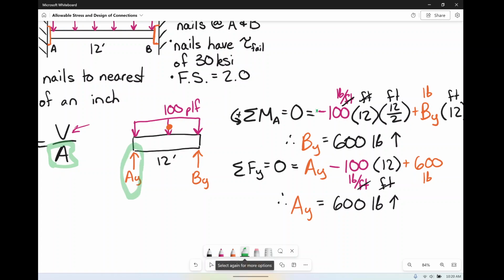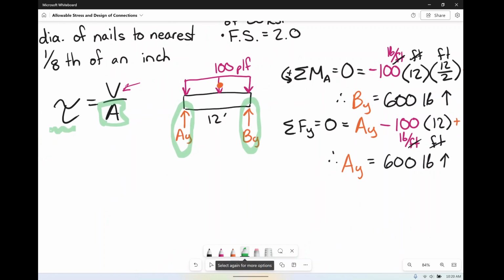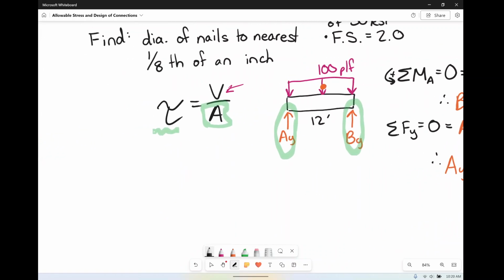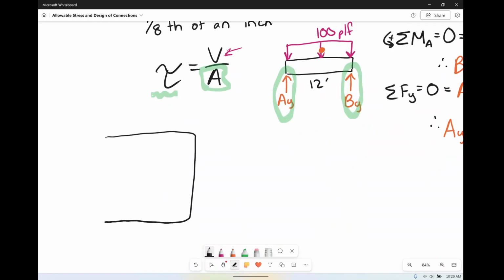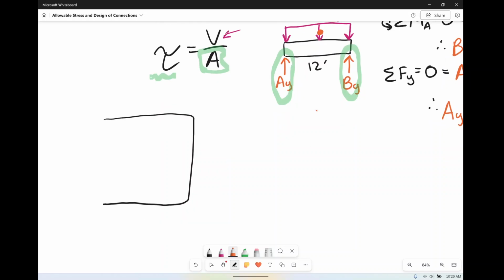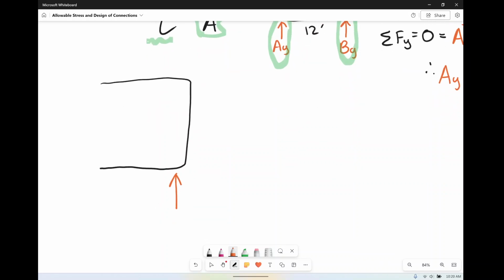Because technically at AY and BY, these are going to be our shear forces that act across the plane. So we're just going to imagine here, I'm just going to draw this pretty big. We have our block. I guess this is B because that's the side I drew it. So we have BY here. This is my 600 pound force.